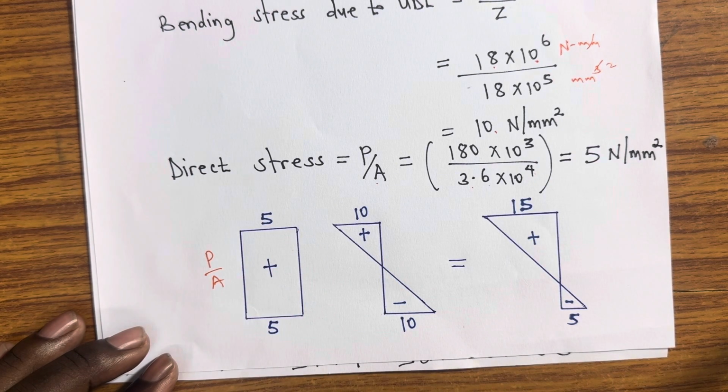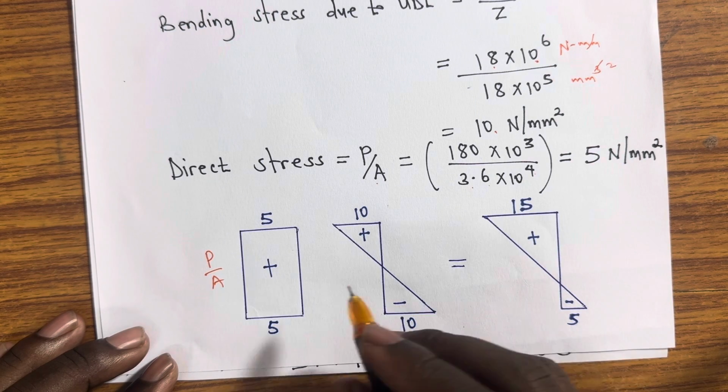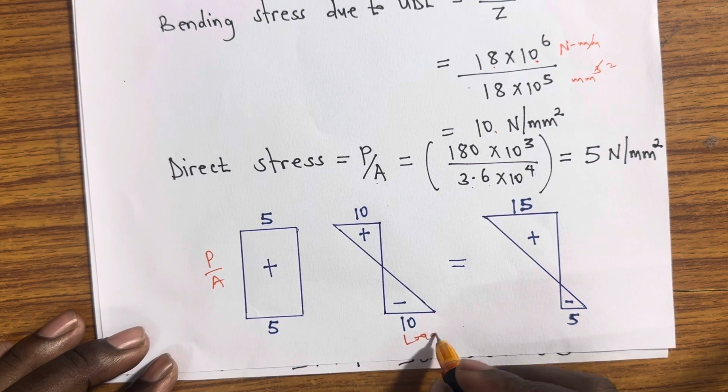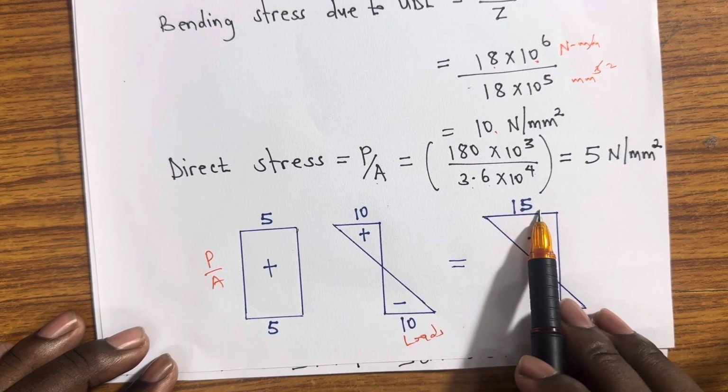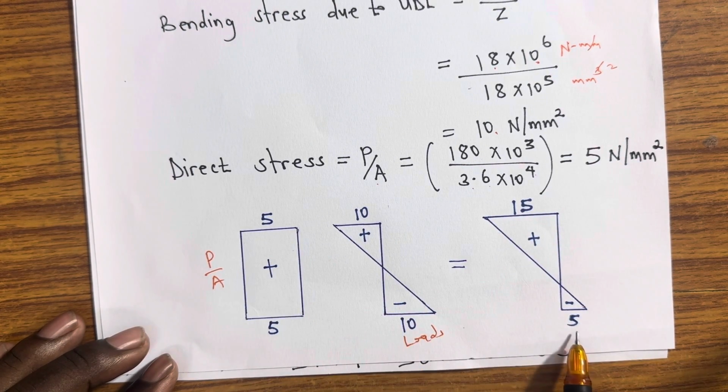Remember, I've done this in the previous videos. Please do watch it so that you can understand how these stress distributions are actually drawn. So this particular one is due to the loads. Okay. So this is 5 plus 10 is 15. Then this is 5 minus 10 is minus 5. So you now understand why this diagram is drawn like this, because of this minus 5.